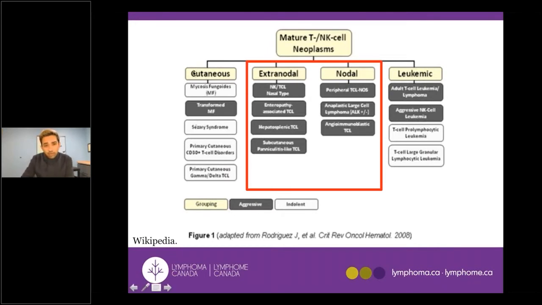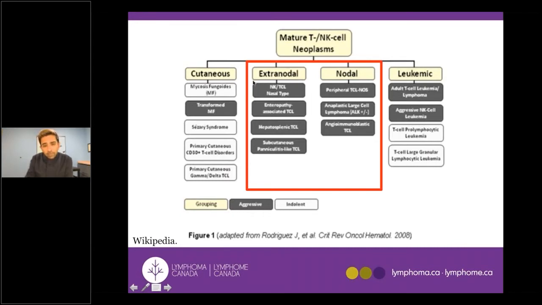So for example, there are 4 groups here. So we have what we call a cutaneous group. These are types of T cell lymphomas that pretty much present within your skin. These include types like mycosis fungoides, or Sézary syndrome, or primary cutaneous CD30 positive T cell disorders, etc. Then there are some T cell lymphomas that specifically just affect your nodes or lymph glands. These are things like peripheral T cell lymphoma, anaplastic large cell lymphoma, or angioimmunoblastic T cell lymphoma.